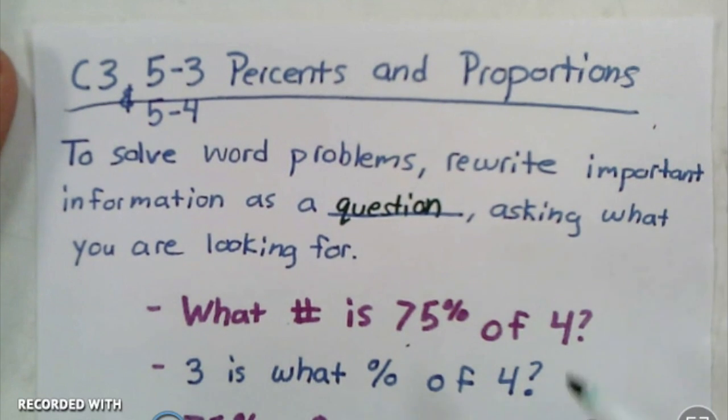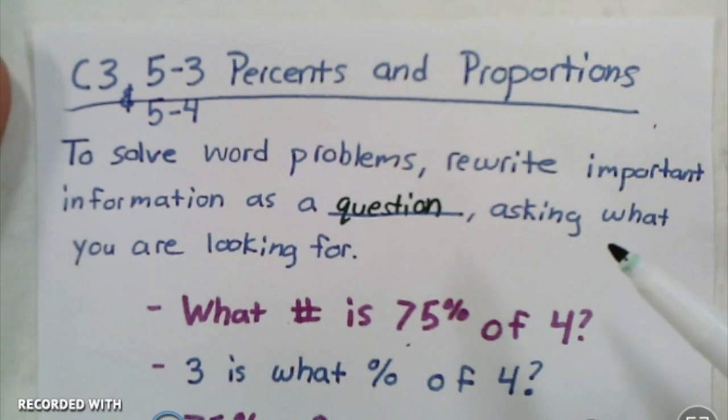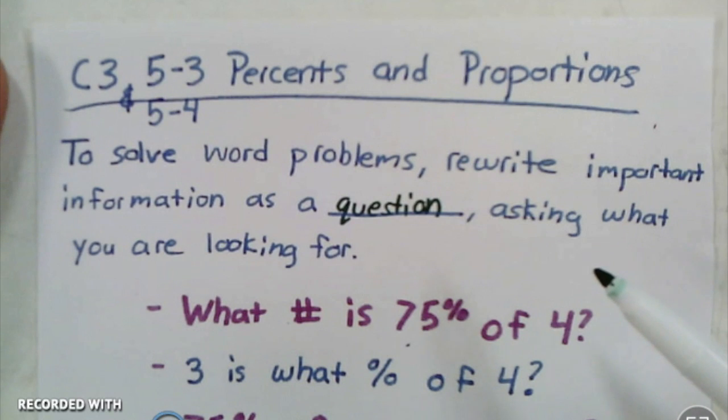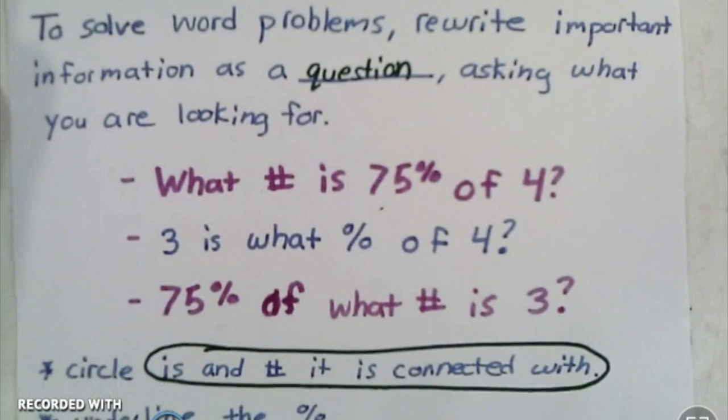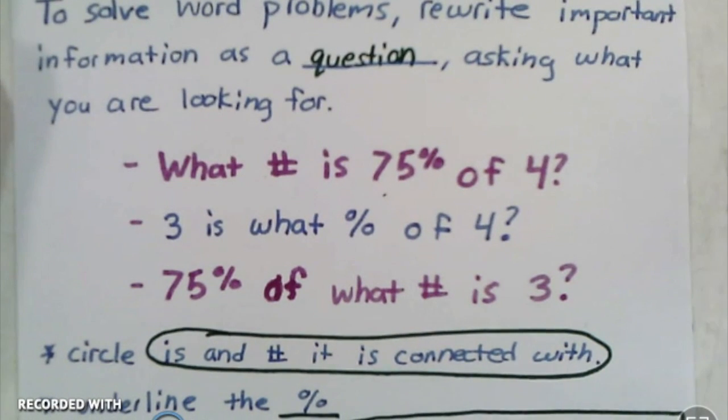So here we go. To solve word problems, rewrite important information as a question, asking what you are looking for. When we read through word problems, we're going to try and come up with one of these three questions. Here are the three examples of the types of questions. What number is 75% of 4? 3 is what percent of 4? Or 75% of what number is 3? And those numbers, the percent number, the 4, and the 3 could all be different numbers.